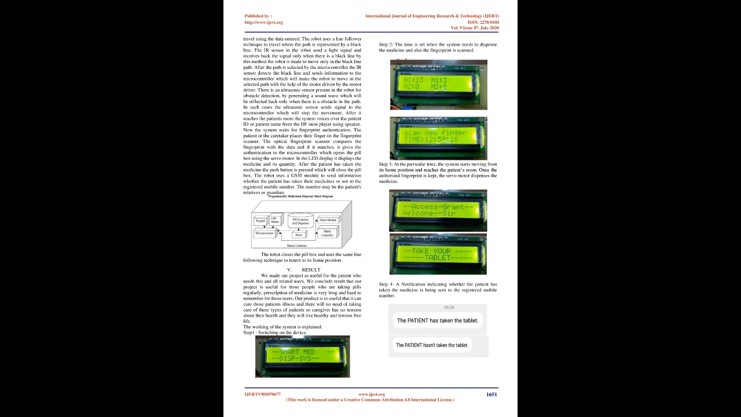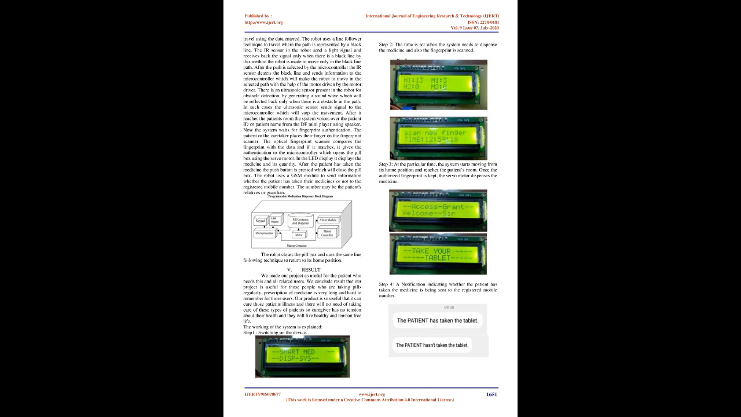After the path is selected by the microcontroller, the IR sensor detects the black line and sends information to the microcontroller, which will make the robot move in the selected path with the help of the motor driven by the motor driver. There is an ultrasonic sensor present in the robot for obstacle detection, by generating a sound wave which will be reflected back only when there is an obstacle in the path. In such cases the ultrasonic sensor sends a signal to the microcontroller which will stop the movement.